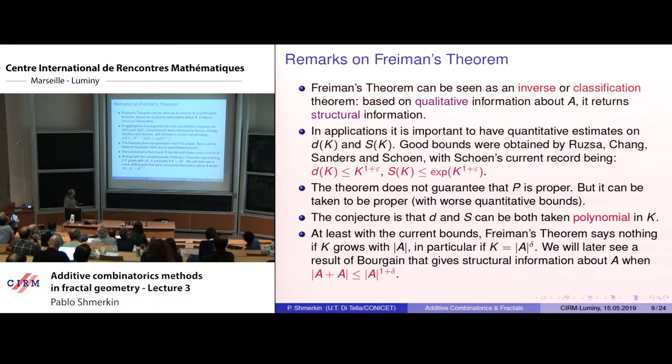Okay, so in my situation, it's more complicated than this, but basically the problem is that k grows with A. So I'm interested in something like this, a bit more complicated, but something of this type. Here the constant is the size of A to the delta, so it grows with A as a power. And then these quantitative estimates become completely worthless. So Freiman's theorem says absolutely nothing in this case. So we will need something else.